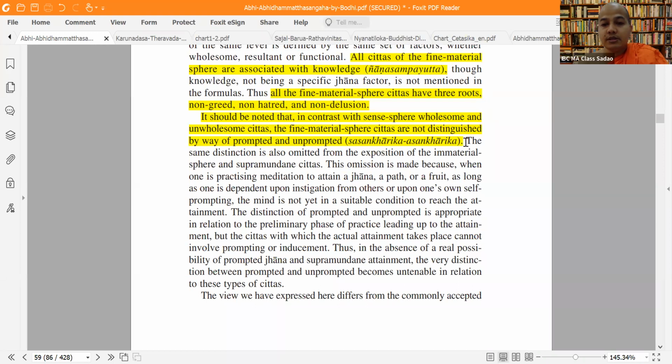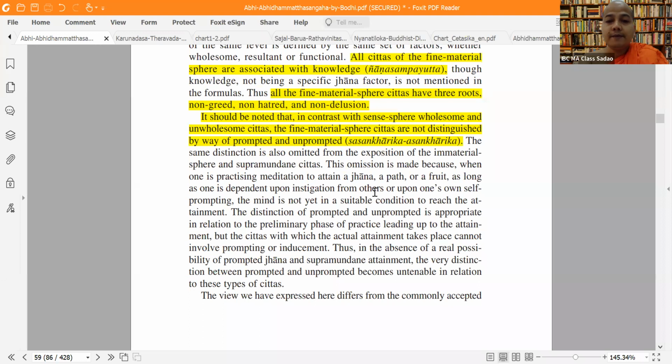Now, yes, so this point is mentioned here. There is a question, for example, that when you talk about some of the chittas associated with prompting and some without prompting in the kama vachara category, what about the type of chittas in the rupa vachara category? So there are different opinions with regard to this.